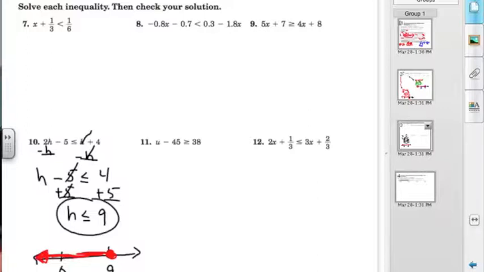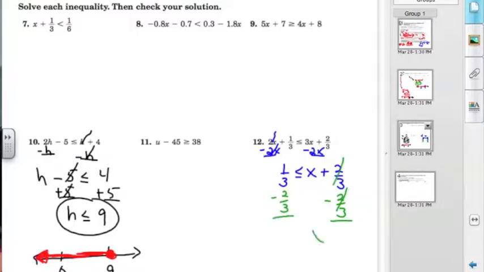Okay, number 12, just because it's a fraction, notice I have variables on both sides, I have constants on both sides. I am going to subtract the 2x from the left-hand side, so negative 2x, negative 2x. I'm left with 1/3 is less than or equal to x plus 2/3. All right, now I need to cancel out the positive 2/3 because I want to get x by itself. Subtract 2/3. Subtract 2/3.